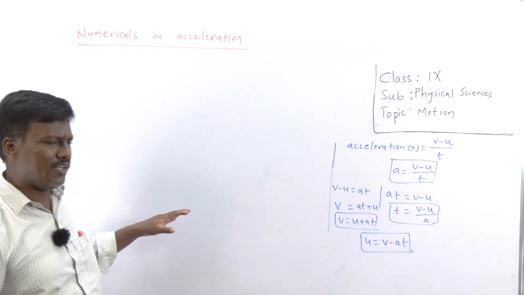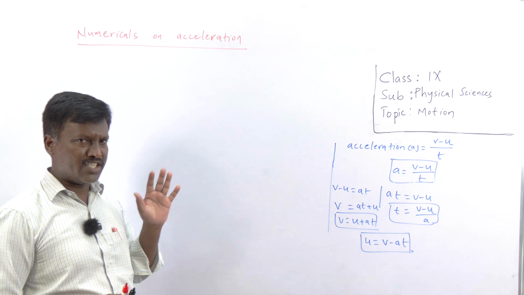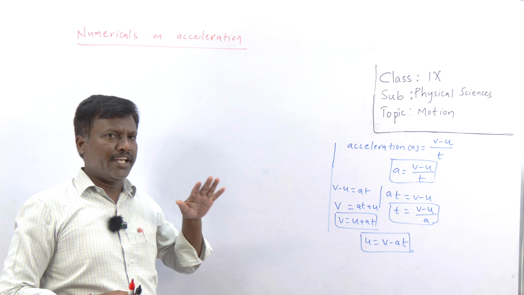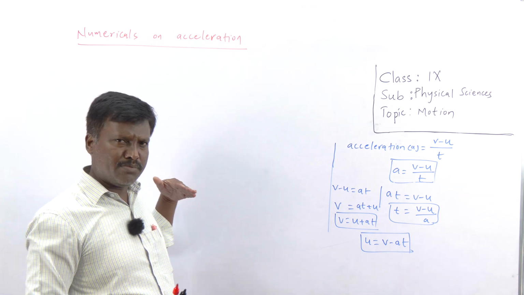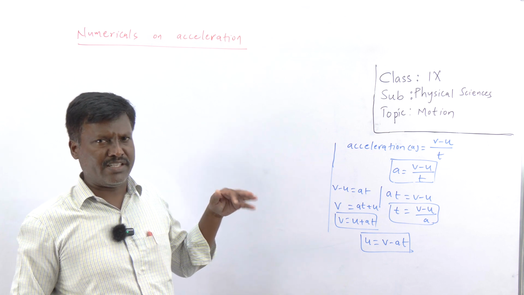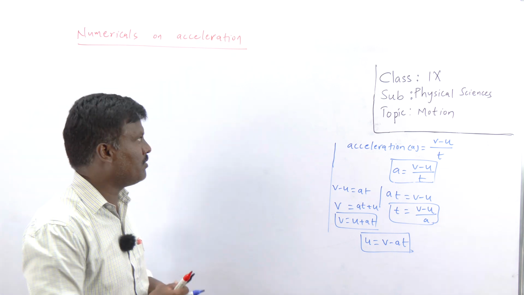Okay, just now we have discussed conditions. When an object starts from rest, u value is 0, initial velocity is 0. When brakes are applied, if the object comes to rest, final velocity will be 0. When an object moves with the same velocity, constant velocity, there is no change in velocity, so acceleration is 0. Remember these conditions before solving the problems.